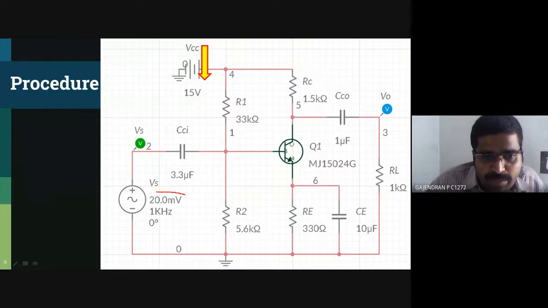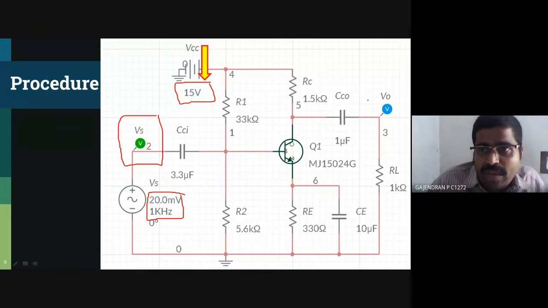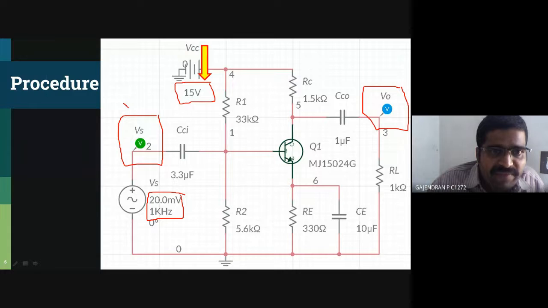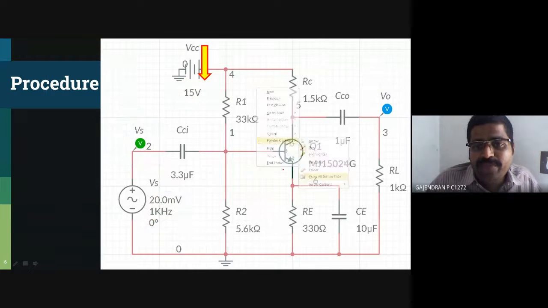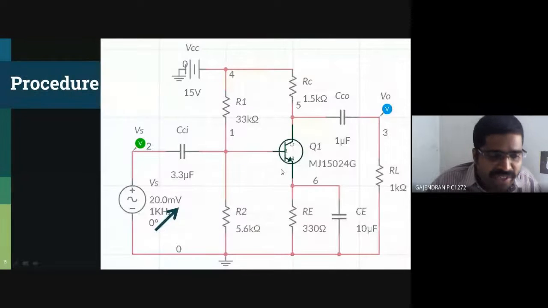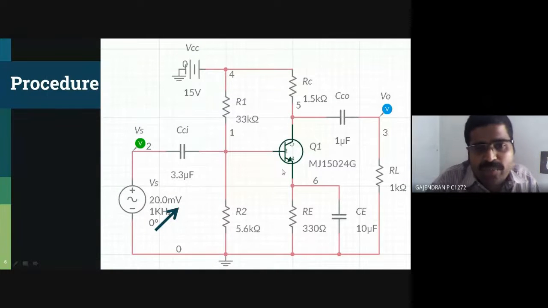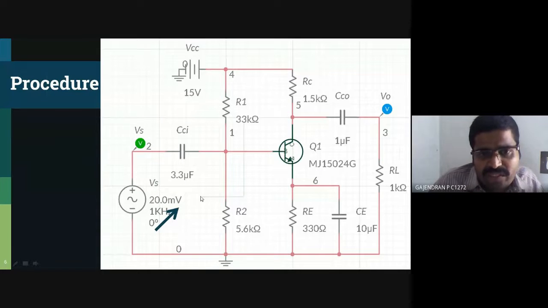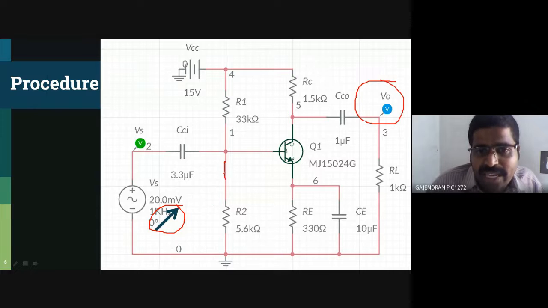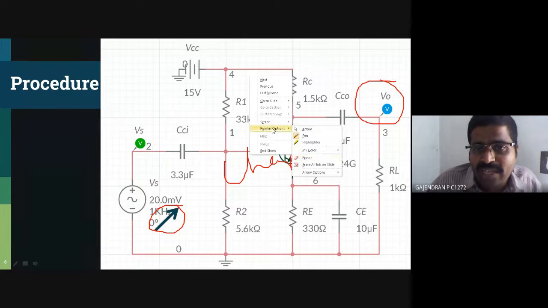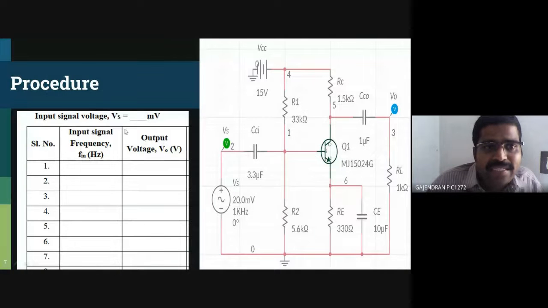Okay. So input parameters these two, then the biasing voltage, then the probe, and also name the probe accordingly. Vs is the signal voltage, Vout is the output voltage. That's all. Remaining things you will set on your own. No issue on that. Now I need to change the frequency and I need to take the output voltage. That is the first step. We are going to change the frequency and measure the output voltage with respect to the change in the frequency. That is our tabulation. See here, this is our tabulation.